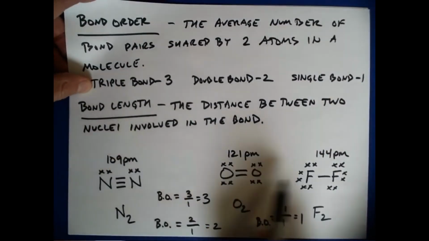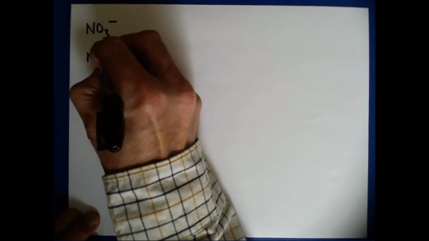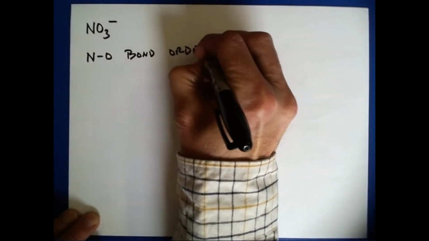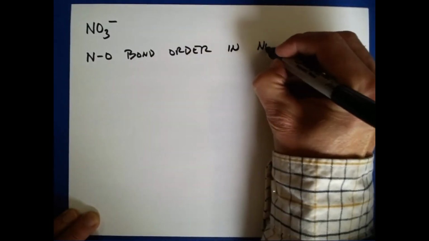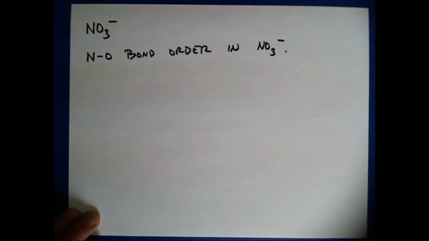Now, these are simple examples. Let's do this for nitrate. We'll calculate the NO bond order in the nitrate ion. So I'm going to take you through doing the Lewis structure for nitrate.